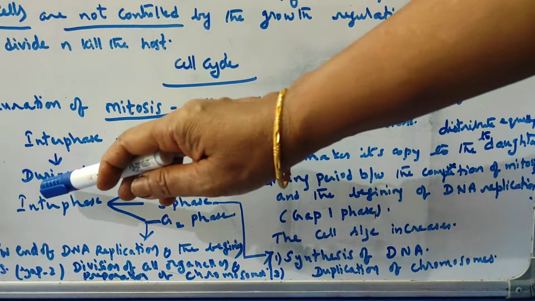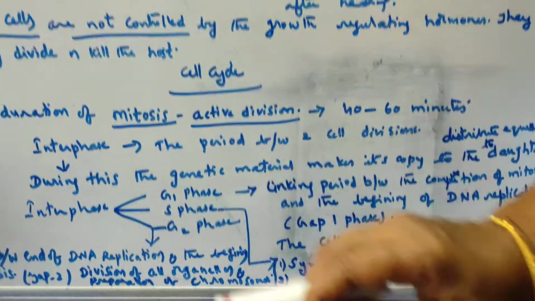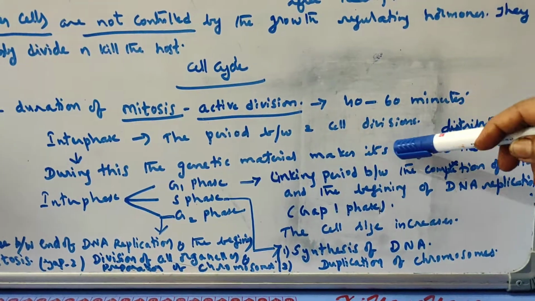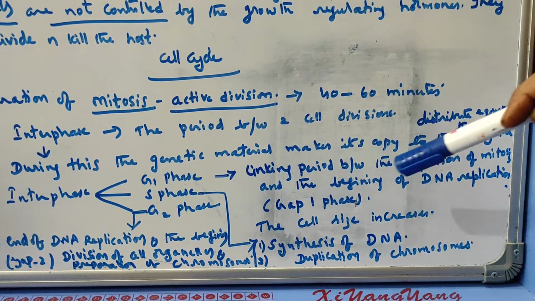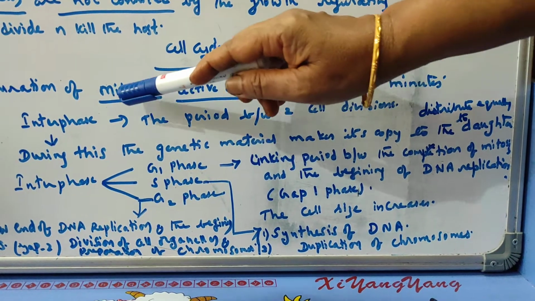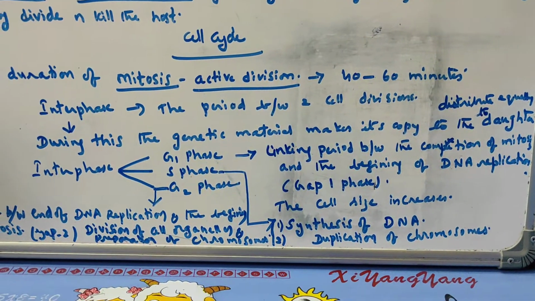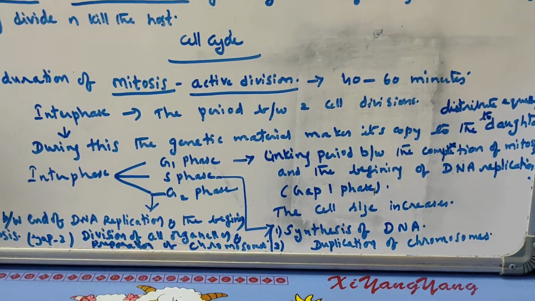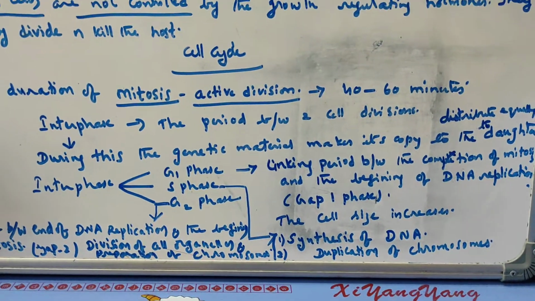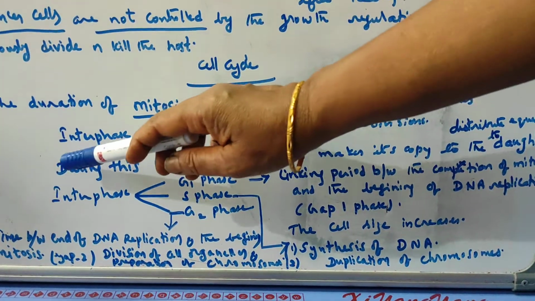Next, what actually happens during this interphase? The genetic material makes its copy to distribute equally to the daughter cells. Yes, here DNA is already there. Okay, this DNA will be duplicated in the interphase, because that should be distributed equally to the daughter cells. Duplication is for equal distribution. That's why this happens only during the interphase.